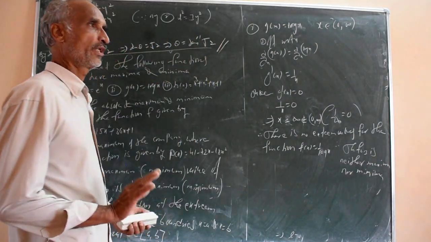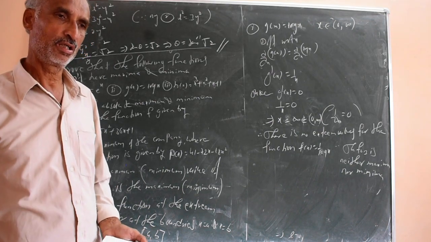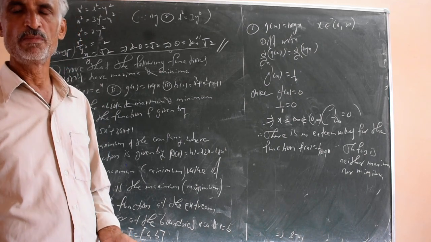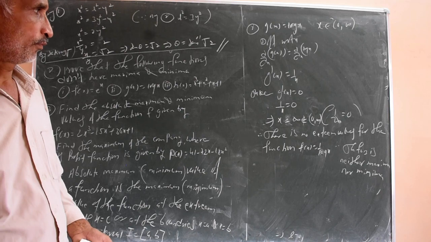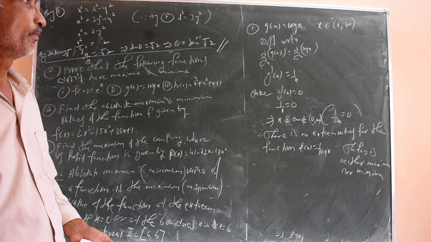So, the curve keeps on increasing. Maximum value keeps on increasing, and here in the left side the curve keeps on decreasing, which means the minimum value keeps on decreasing. Therefore, it is difficult to hold one exact maximum value, exact minimum value.